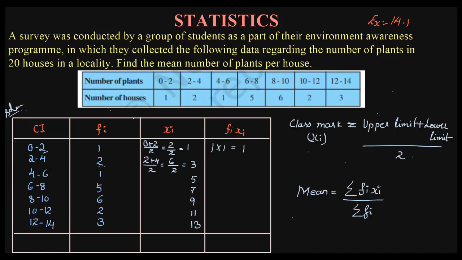1 into 1. Then we have 2 into 3, right? So 2 into 3. So 2 3s are 6. Then you have here 1 into 5, which is 5. You have then 5 into 7, 35. Then you have 6 into 9, 54. Then you have 2 into 11, 22. Then you have 3 into 13, which is 39.